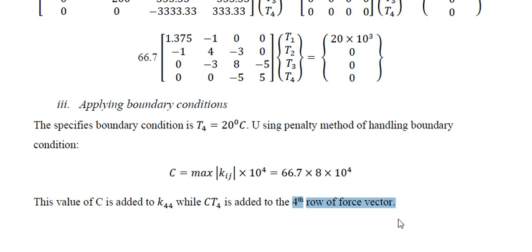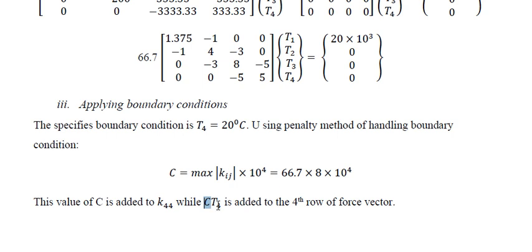Please listen once again carefully. In the penalty method of boundary condition, in the earlier conduction matrix, the maximum value of this conduction matrix is 66.7 into 8. This maximum value is multiplied by 10 power 4. That is taken as C. That C is added to this term because T4 is given. If T1 is given, it should be added here. Now since T4 is given, it is added here.